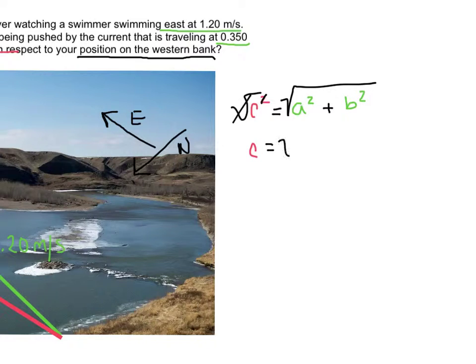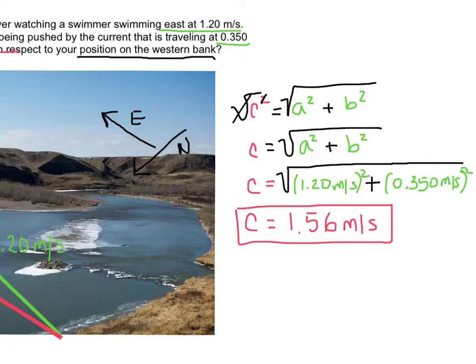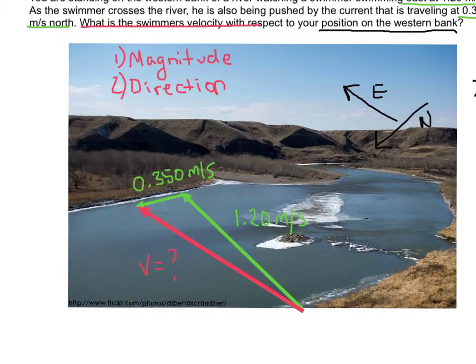And I'll end up with my equation to solve for C, and then I've plugged in the two vectors that I know there. Those are both of those sides there, and I do need to square those. And I can plug that into my calculator, and I will get a magnitude for C of 1.56 meters per second. So that was his velocity. That's the magnitude part of it. So that's how big this red vector is right here.